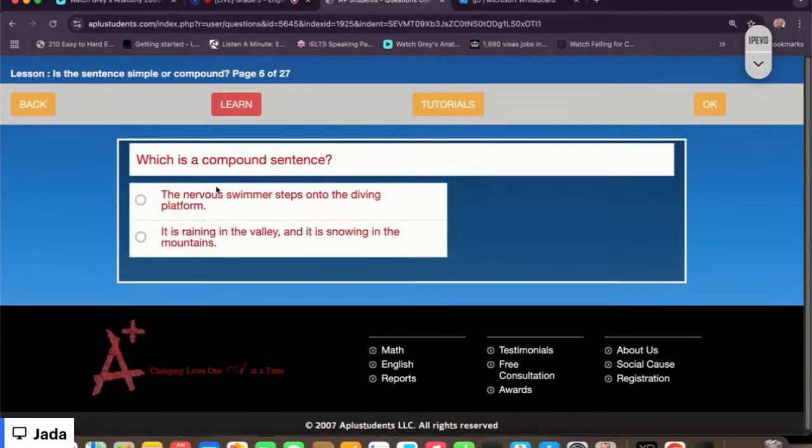Then, compound sentence. The nervous swimmer steps onto the diving platform. It is raining in the valley and it is snowing in the mountains.